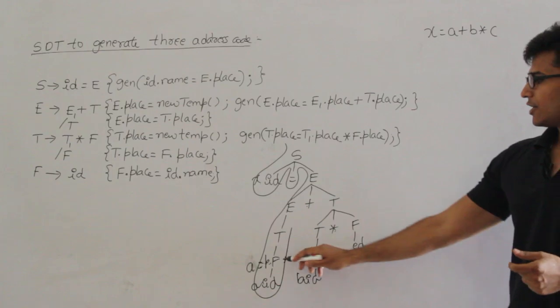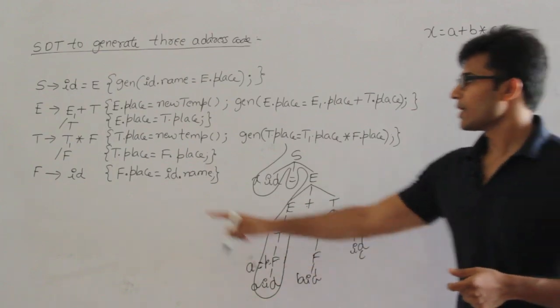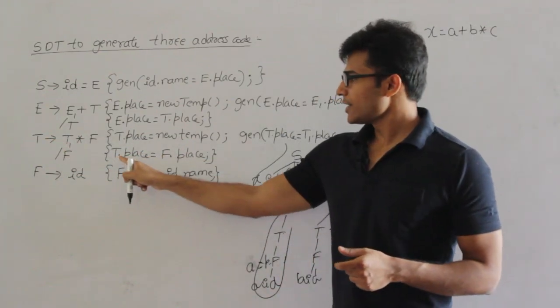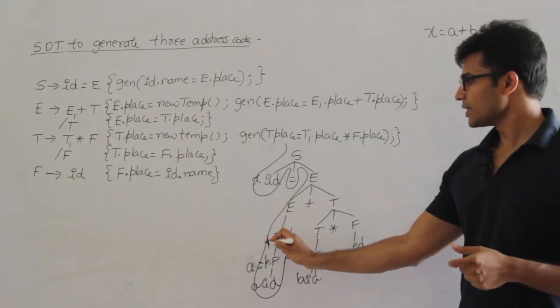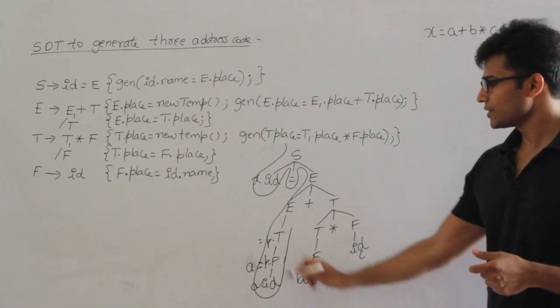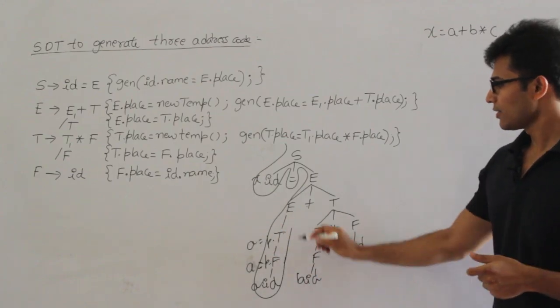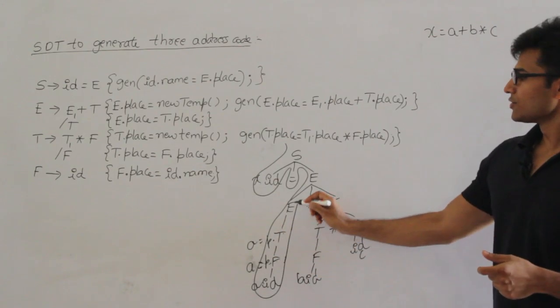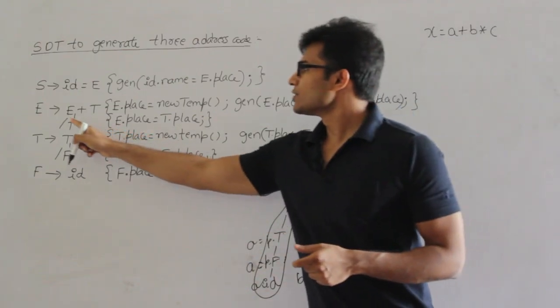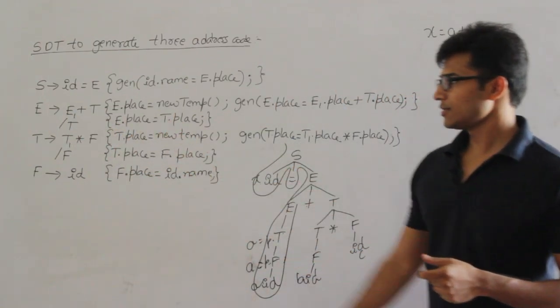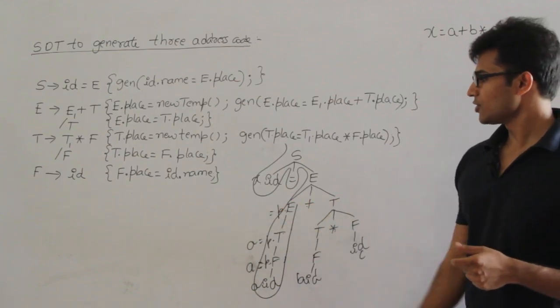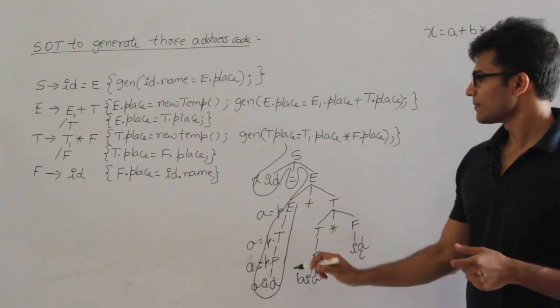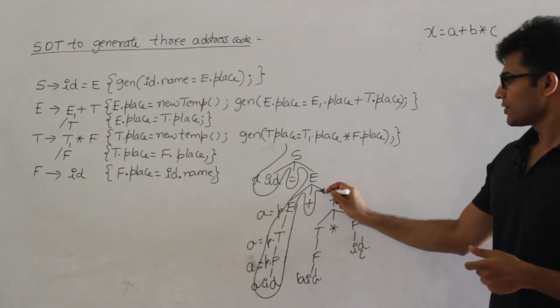So what is reduction? F is reduced to t. What is the action? T dot place equal to f dot place, which means t dot place equal to whatever was f dot place, which is a. Okay, and now t is reduced to e. Then what is the action? E dot place equal to t dot place, which means e dot place equal to t dot place is nothing but a.